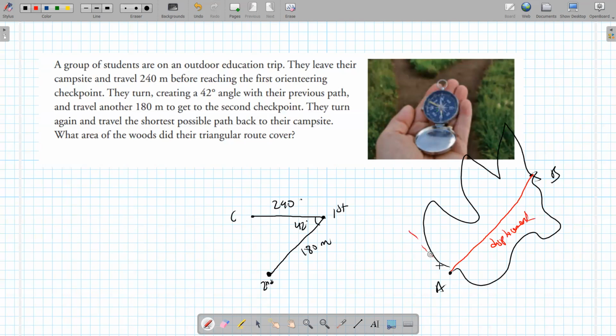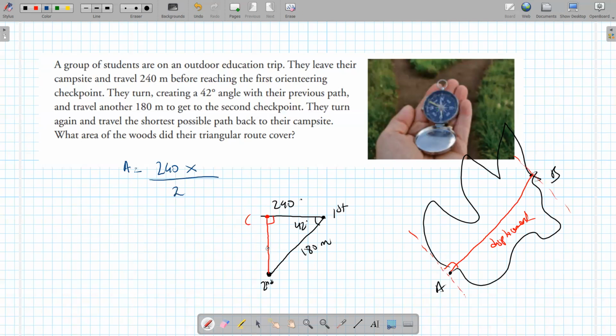What do you think this angle is? 90. Shortest possible path means you're looking perpendicular. It's going to be 90 degrees. So they will end up back there somewhere. And this is the shortest possible path. And there we go. That's our triangle. The question's asking us for the area. Again, how hard could it possibly be? The area is going to be the height times the base we don't know divided by 2.